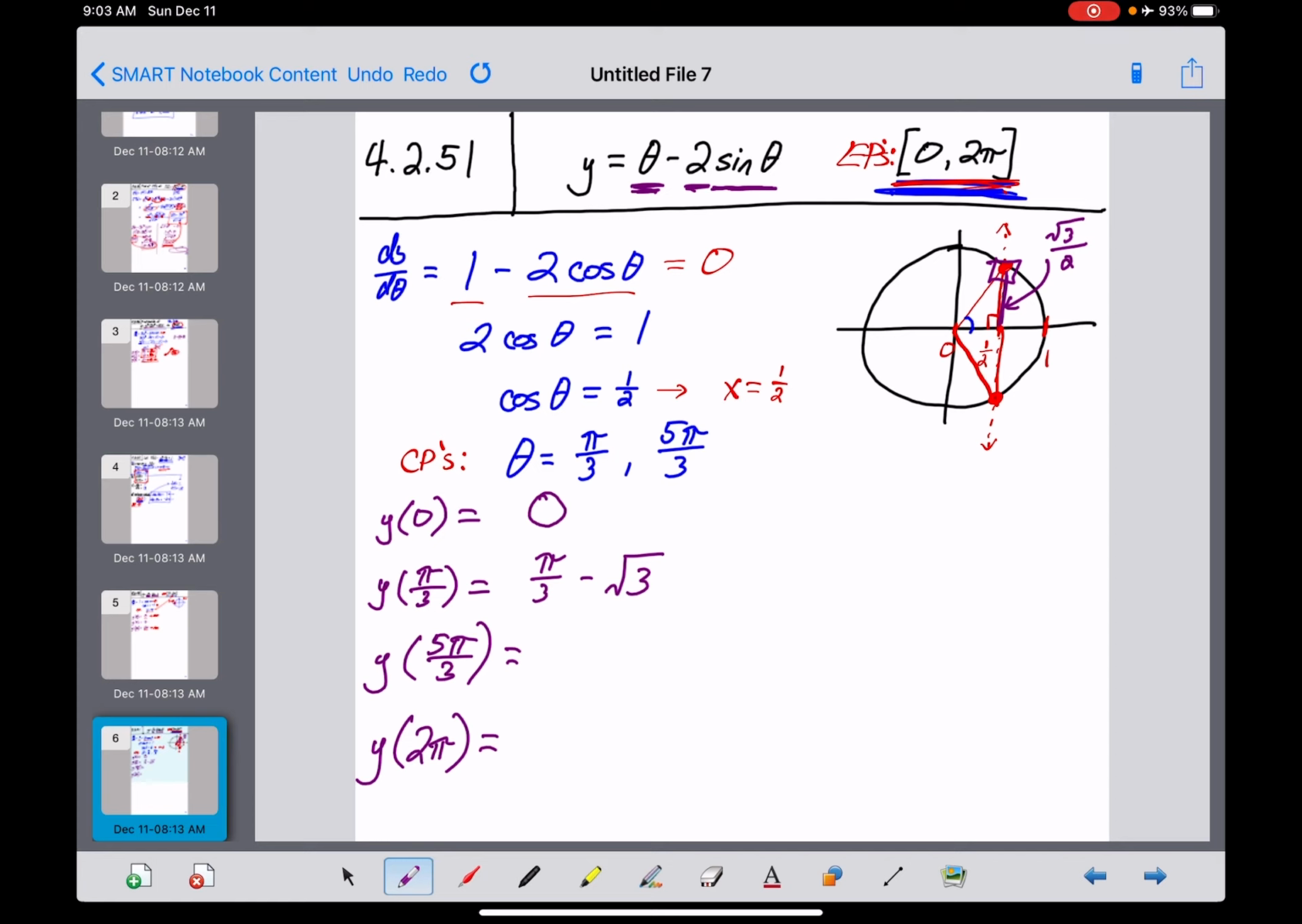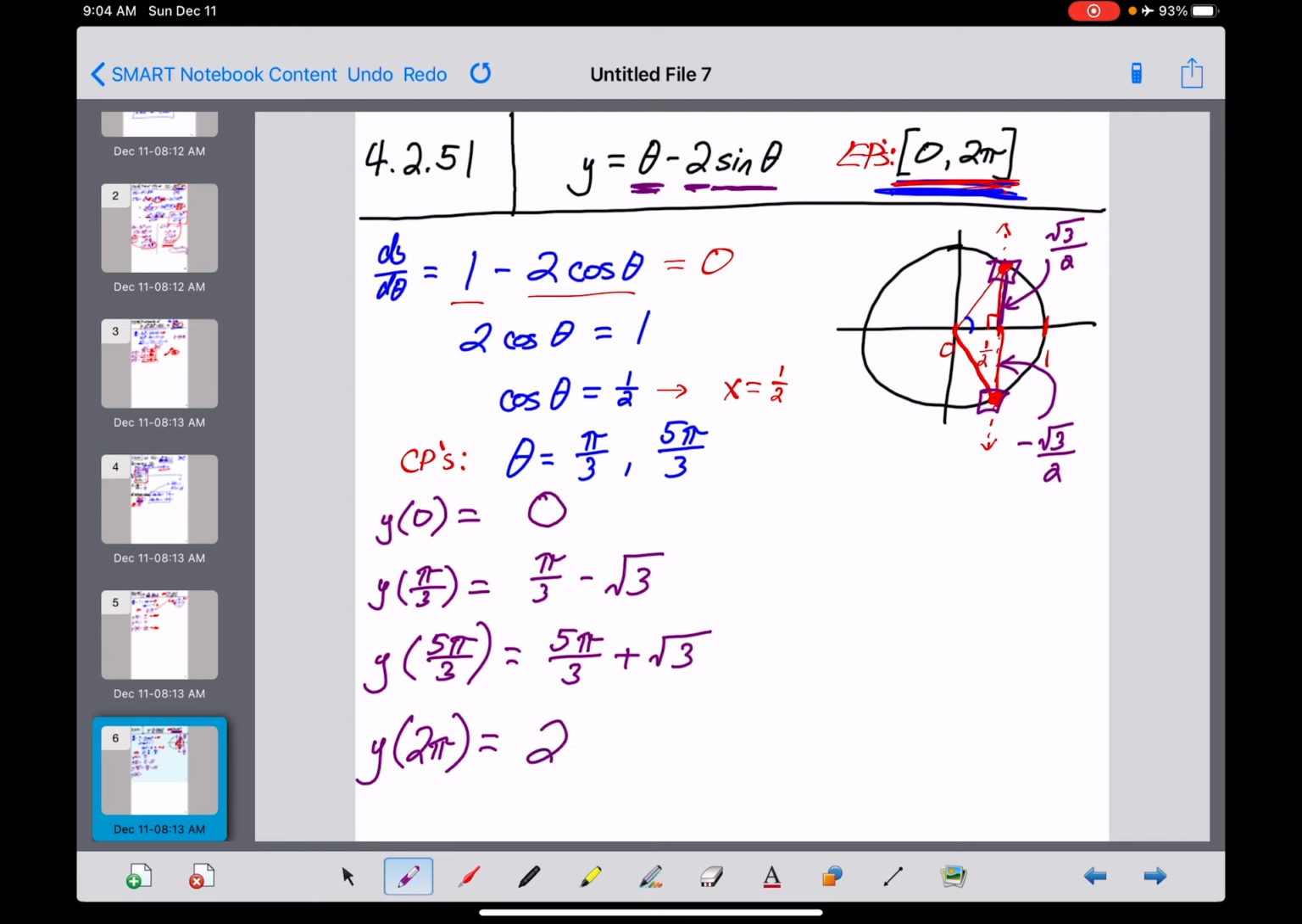Okay, let's go to the third value now, 5 pi over 3. So that's what we get for theta, 5 pi over 3 minus 2 times the sine at this angle right here. Well, again, sine is your y-coordinate, and here that's negative root 3 over 2. Times that 2 is a negative root 3, so it's minus negative root 3, and that becomes a plus root 3. Interesting.